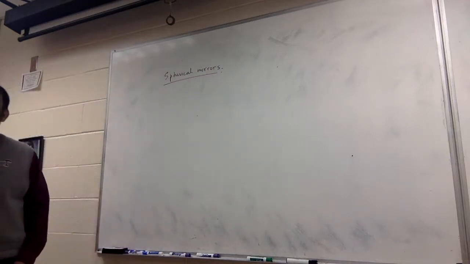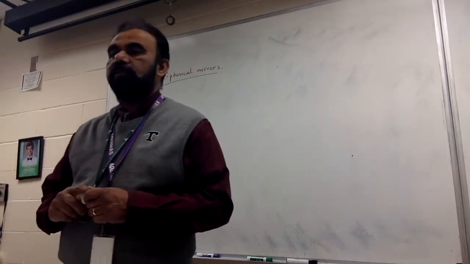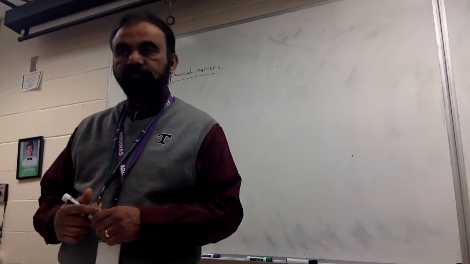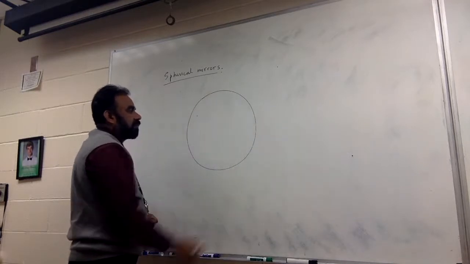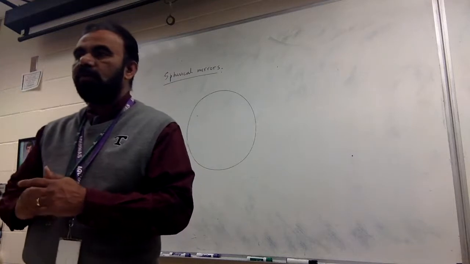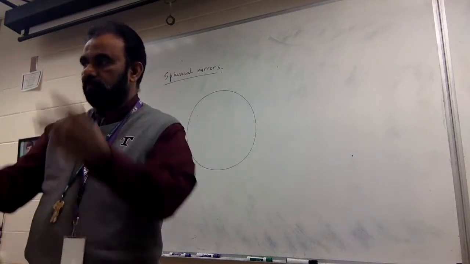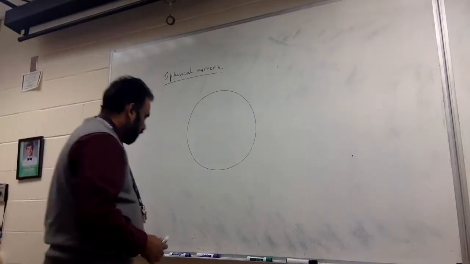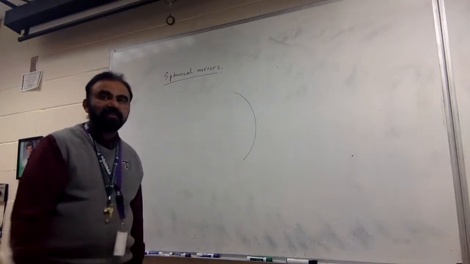What's a spherical mirror? It's a mirror that is formed from a part of a sphere. So what you do is you take a sphere, take a glass ball, a hollow glass ball, and break it. When you break this hollow glass ball, you may get a piece like that, right?